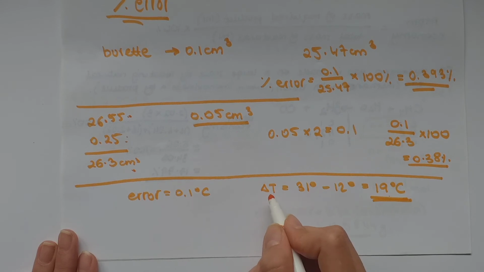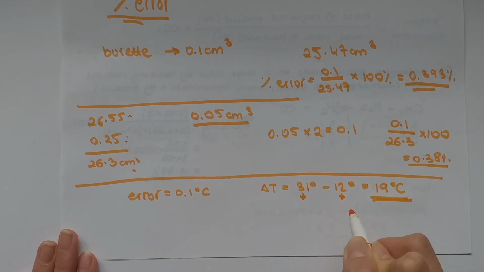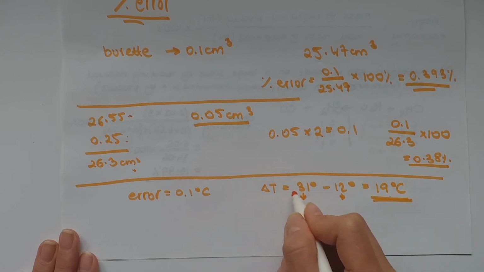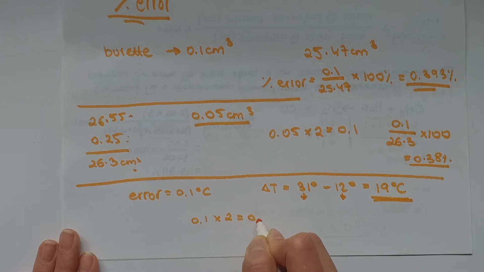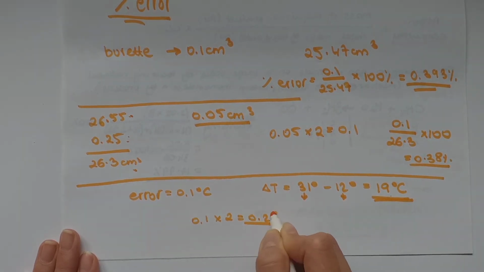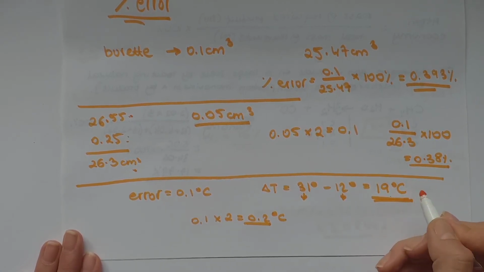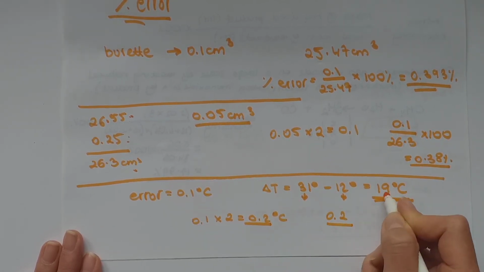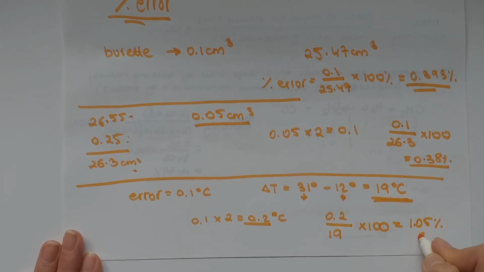Whenever you're calculating the change in temperature, it's the same as with the burette. You have to find the initial temperature, you have to find the final temperature, and then calculate the difference. We have a difference, so we can make a mistake twice. So for our percentage error, we have to multiply by 2 again. So that's the error that we can make. And now we're trying to find the maximum percentage error on the temperature change. So what we're doing is 0.2 over 19 and we multiply it by 100, which will give you 1.05% error.